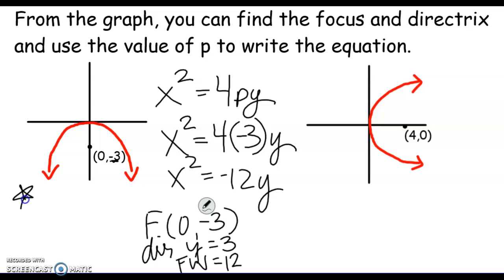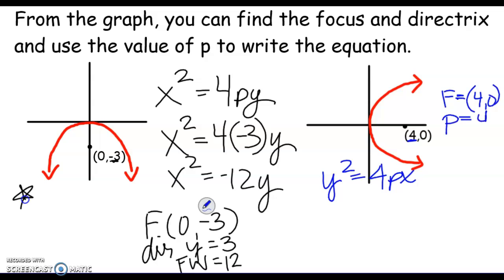Well, this one, I know it's going side to side. Yes, so if it's going side to side, then it's going to be y squared equals 4px. Okay, I know that my focus equals (4, 0), so p is 4. So 4py just means 16x. You're like, where did she get that? Just pause for a second and figure out why.